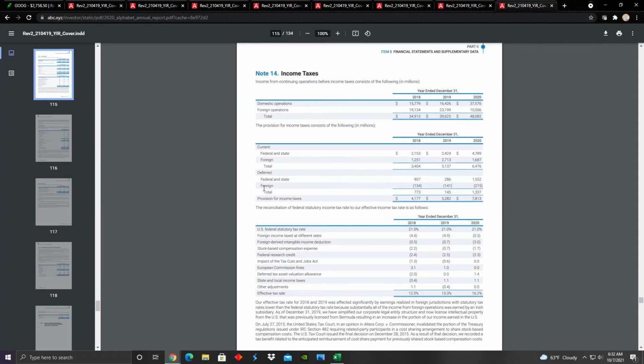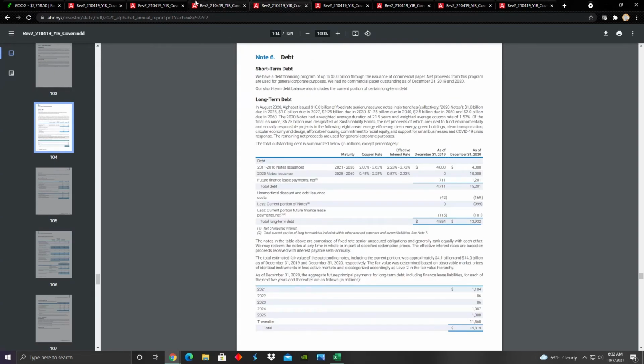This right here is a summary of their income taxes. We can see that from their domestic operations, they paid about $37 billion in income taxes, and from their foreign operations, they paid about $10 billion in income taxes.